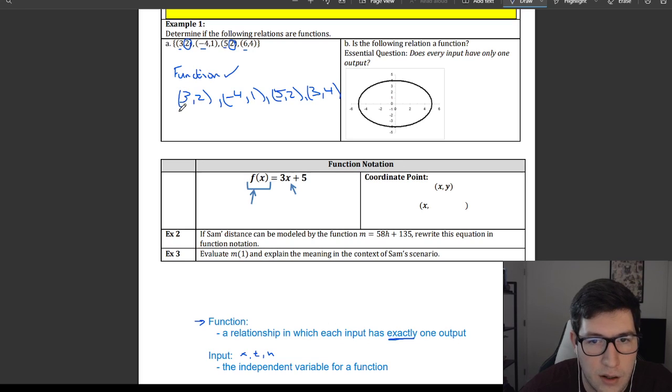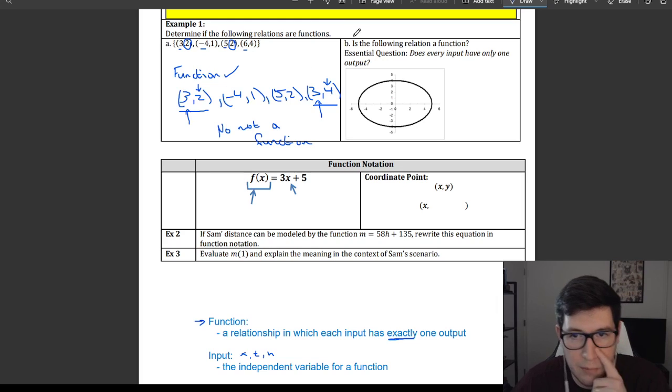Well, then I would say, hang on a second. I have 3, 2, and I have 3, 4. This input of 3 no longer has exactly one output, because it now has 2. It has 2 and 4. And this violates the very definition of a function. So if we were looking at a set of points that looks like this instead, we would say, well, no, this is now not a function because it violates that rule.